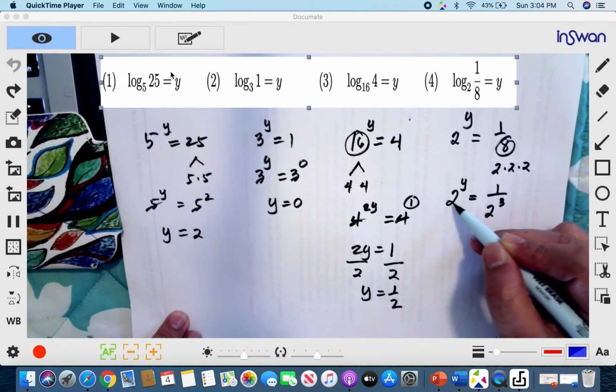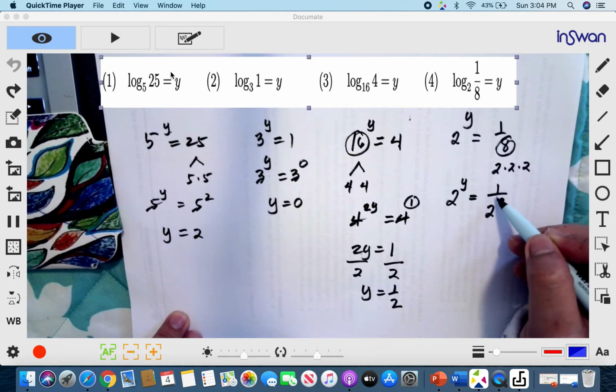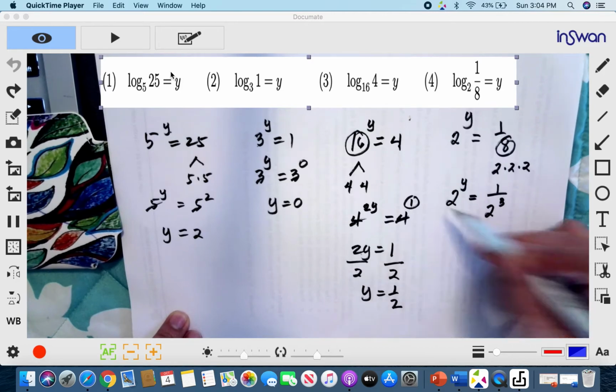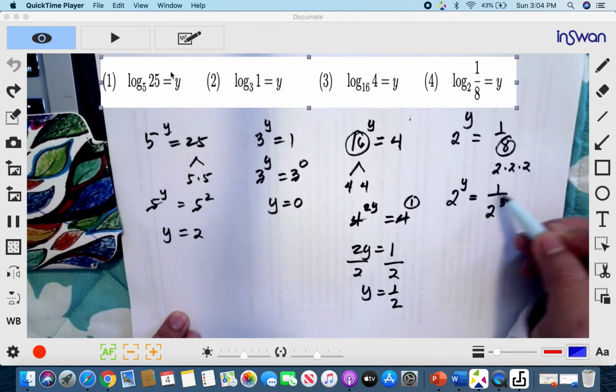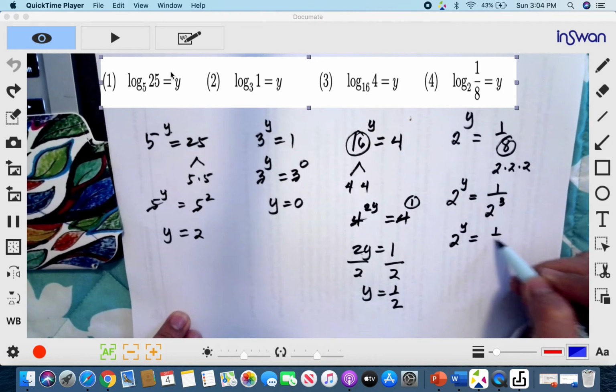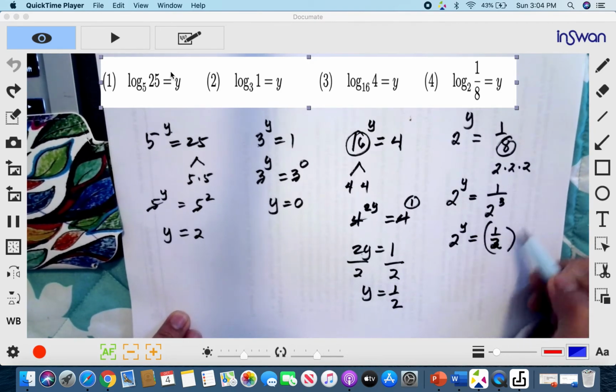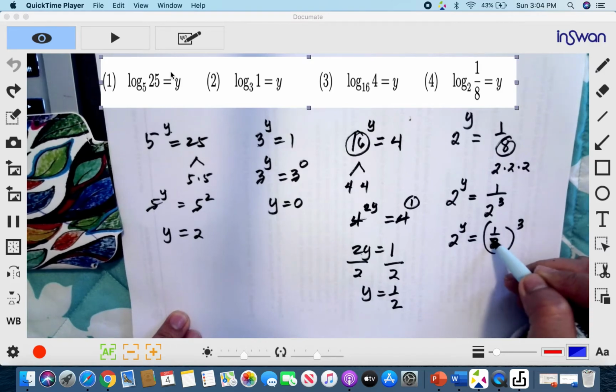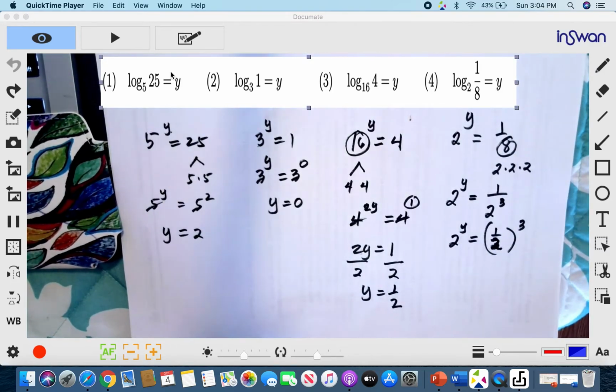Alright, but the bases are still not the same. The base of this is 1/2. The base of this is 2. So we need to reciprocate this one. By virtue of exponential form, this is the same as 2 raised to y is equal to 1/2 raised to 3. So basically, the bases are not the same.